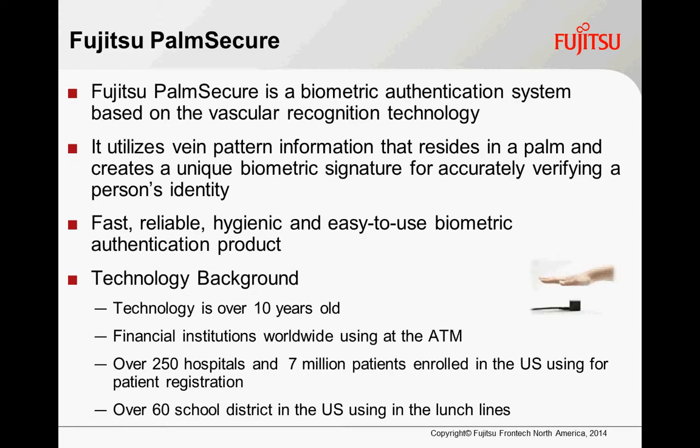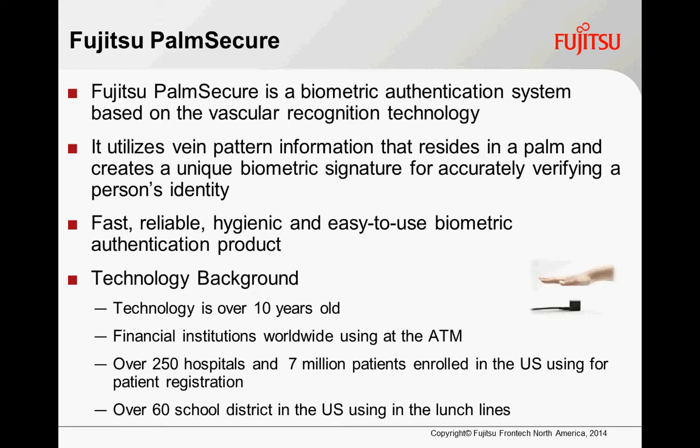PalmSecure is a biometric authentication system that's based on a vascular scan of the veins in a person's hand. The veins in the skin of each person's palm are very complex and unique and allow PalmSecure to capture an extremely detailed biometric signature. The product is very hygienic because you don't even have to touch the device. It's also a mature technology which has been in use for over 9 years in various industry segments. For example, banking ATM machines in Brazil and Japan, or healthcare and school systems in the United States.